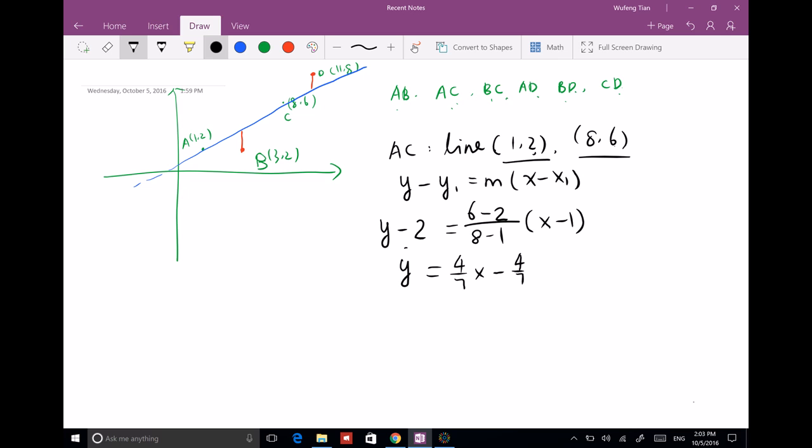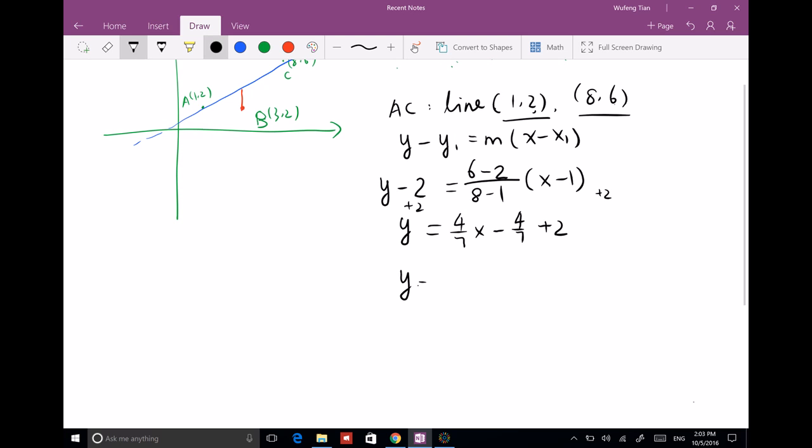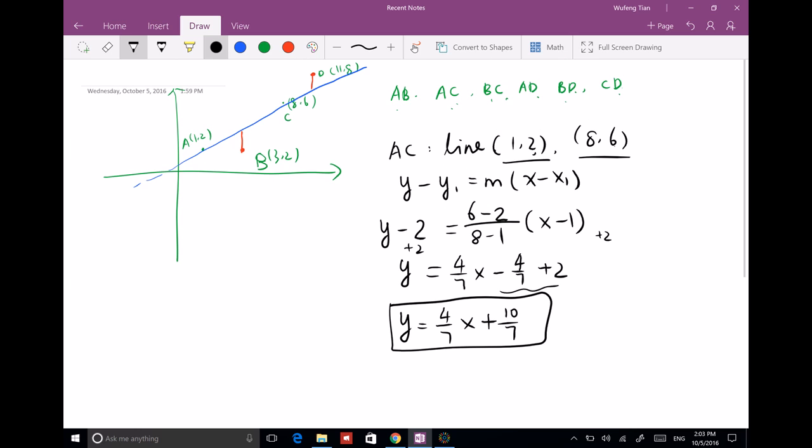Add 2 on both sides. Then the equation is simplified as y equals 4 over 7 x minus 4 over 7 plus 2, and this 2 is 14 over 7, which simplifies to y equals 4 over 7 x plus 10 over 7. This is the equation for AC. In the same way, you can find all the equations for AB, BC, AD, BD, CD.